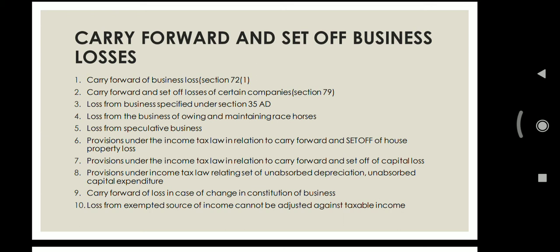Then the fourth case is loss from the business of owning and maintaining race horses. Loss from the business of owning and maintaining race horses cannot be set off against any income other than income from the business of owning and maintaining race horses. Such losses can be carried forward only for a period of 4 years.